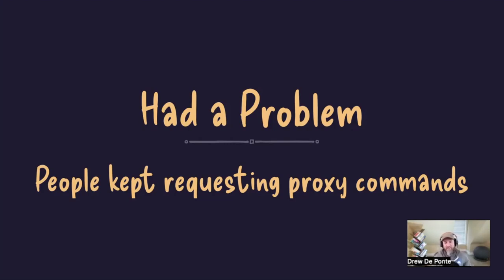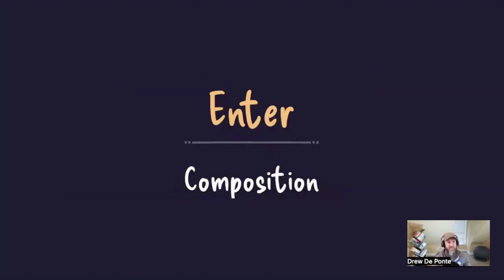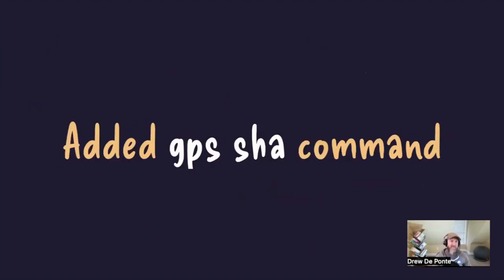So then the question was, how do we deal with this? We need some way to support all these different custom workflows that all these people want. And that's where composition enters. When we talk about composition, we're talking about composition of Git patch stack concepts with Git or any other command line tool for that matter, right? It doesn't matter. And to kick this off as part of 7.0, we've introduced a new command.